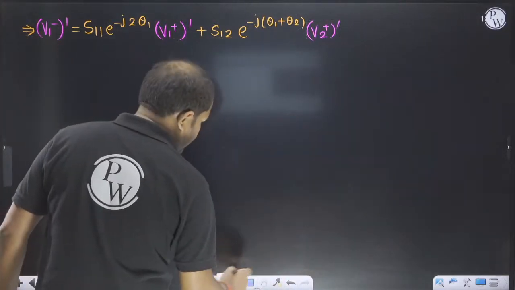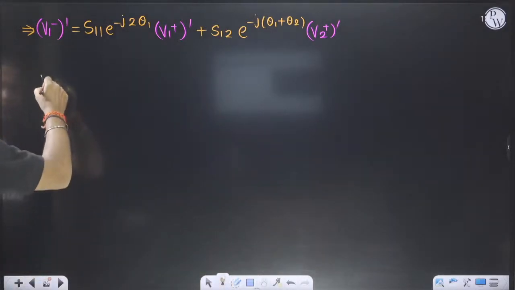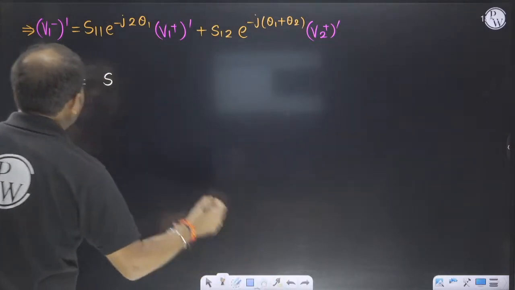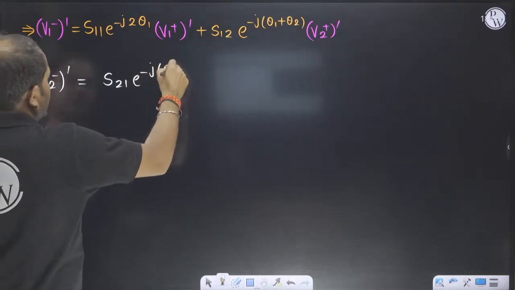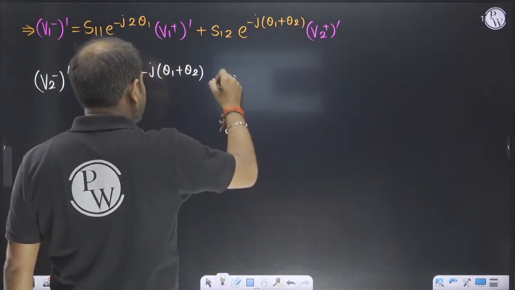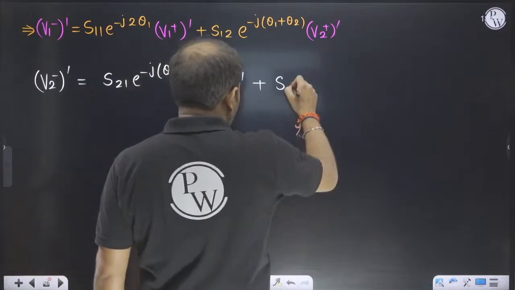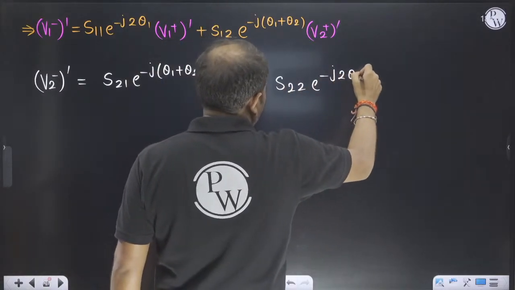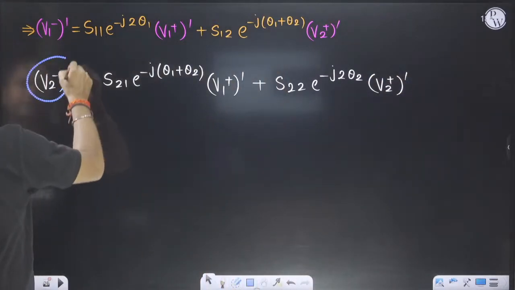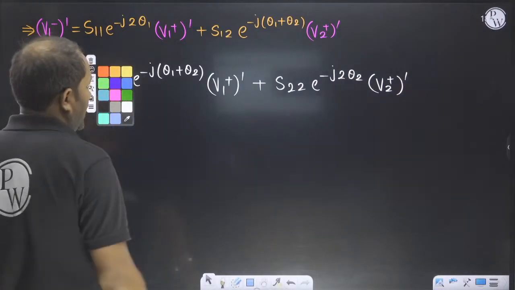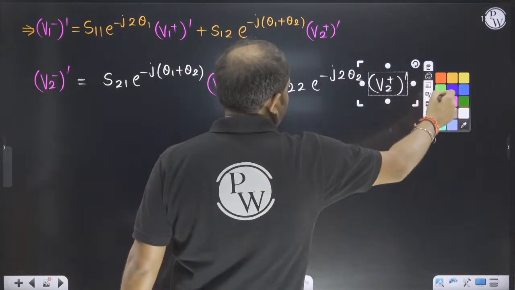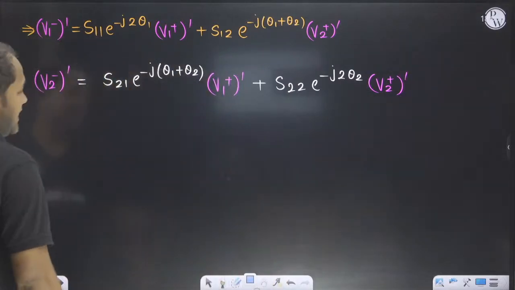Again similarly, you will get V2 minus dash is equal to S21 e to the power minus j theta 1 plus theta 2 V1 plus dash, and S22 e to the power minus j 2 theta 2 V2 plus dash. Similarly you can get this second equation by similar derivation as the first equation. So what will you get? You will get the S parameter.